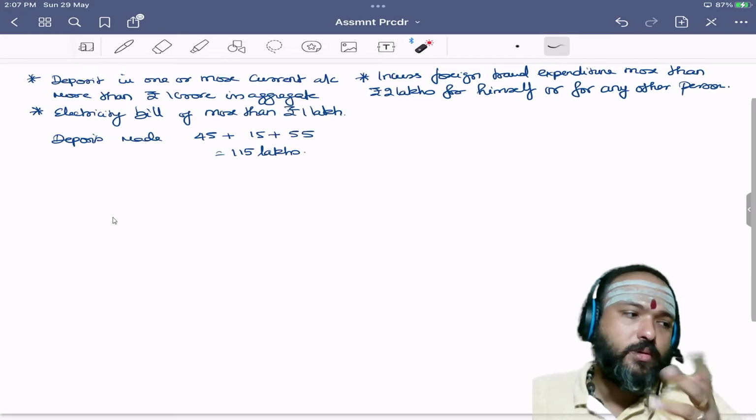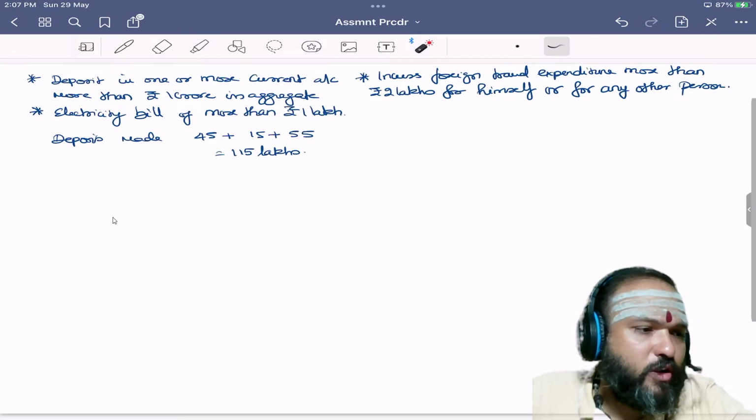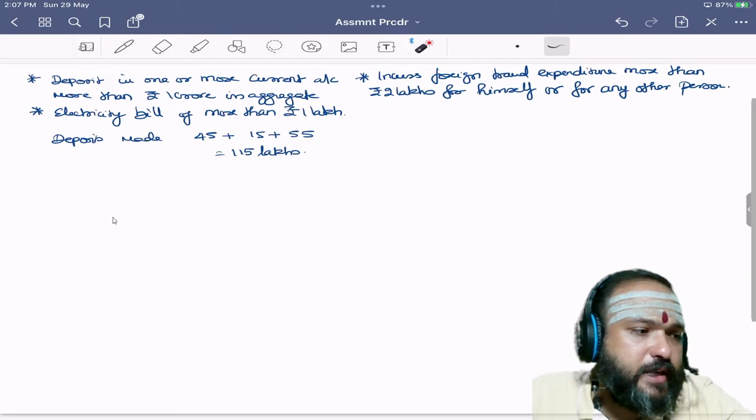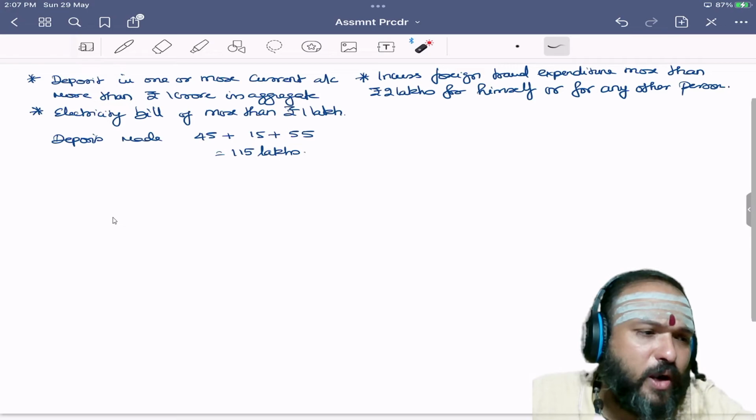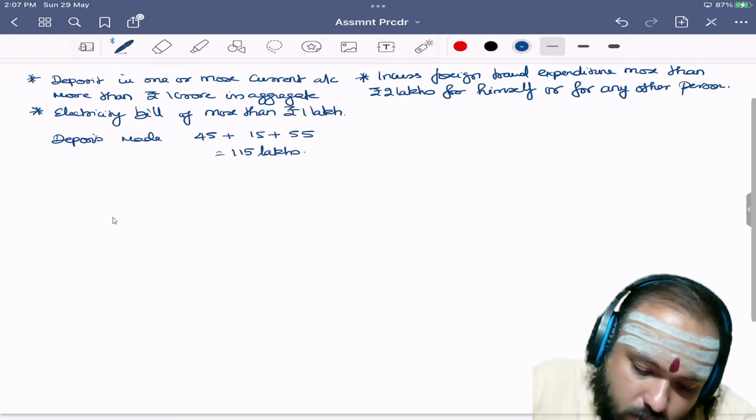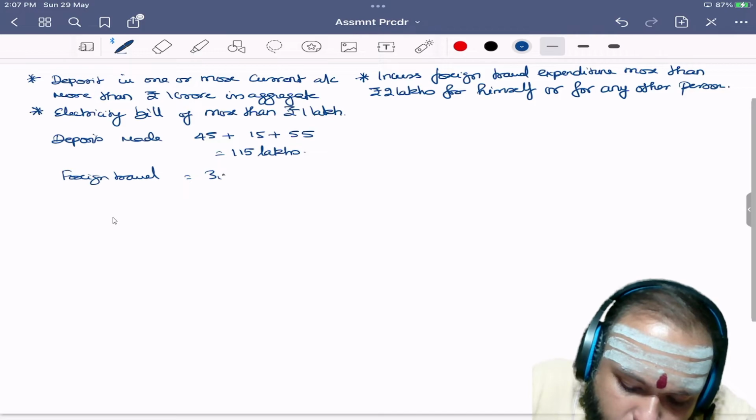Fine. Now, the next example. Mr. B went on a foreign travel spending rupees 3 lakhs for this trip. His income was rupees 1.5 lakhs. So, foreign travel cost. So, what is the foreign travel spending? Is equal to 3 lakhs.